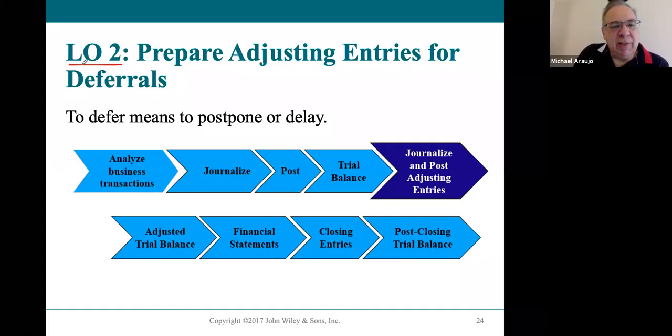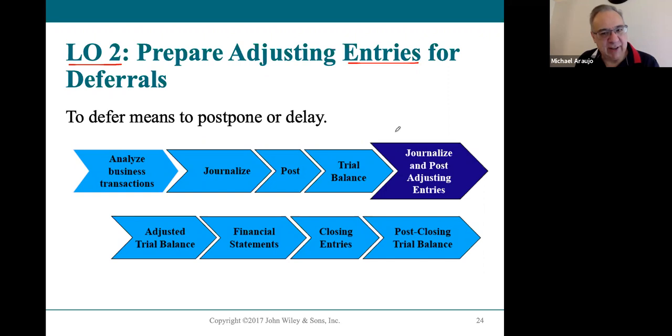All right, so learning objective 2 tells us how to do adjusting entries. Again, the word entry means that you're putting it in the journal. If you're putting it in the journal, it's going to travel, right? You're going to post it to the ledger, which means that the balances in those accounts that are affected are going to change.